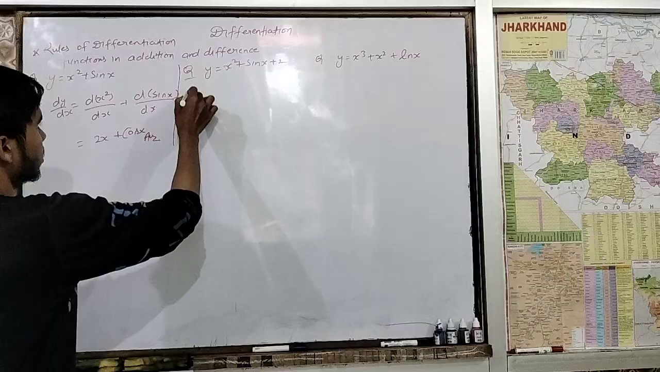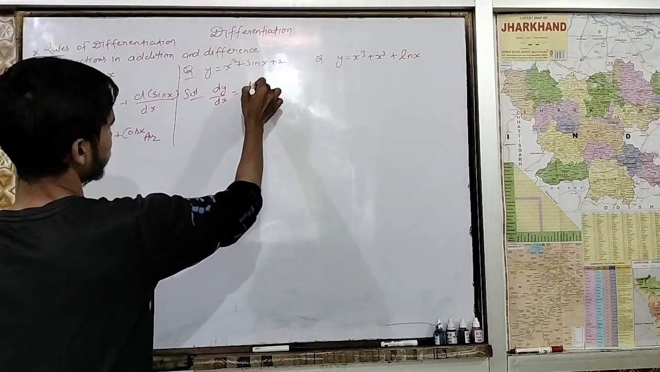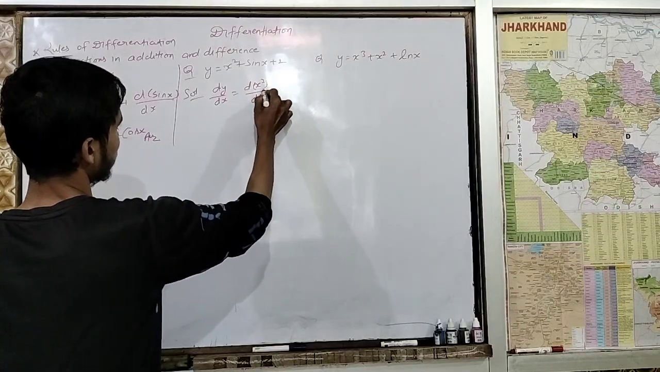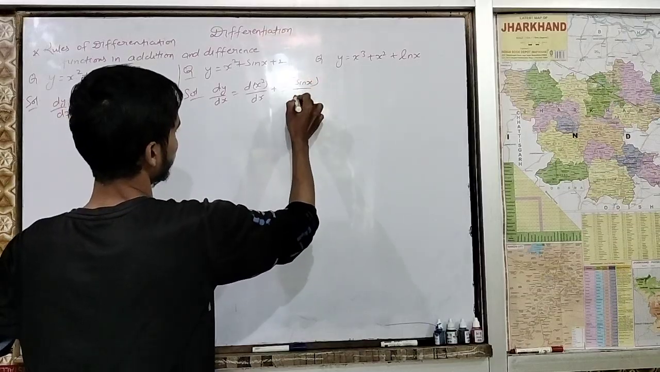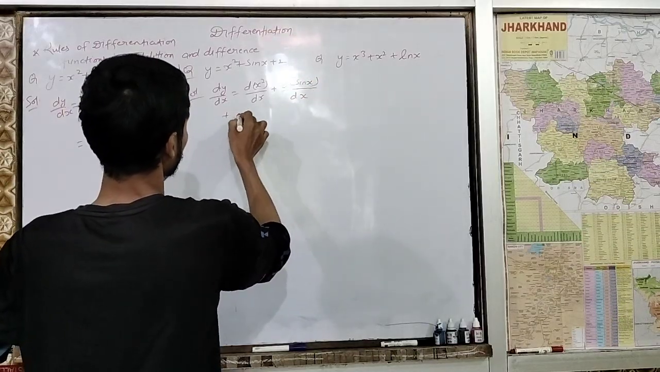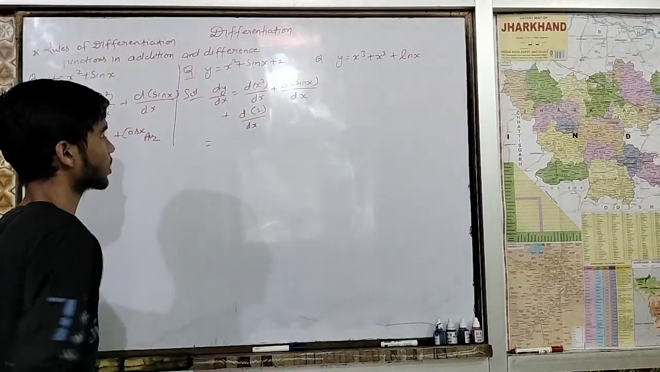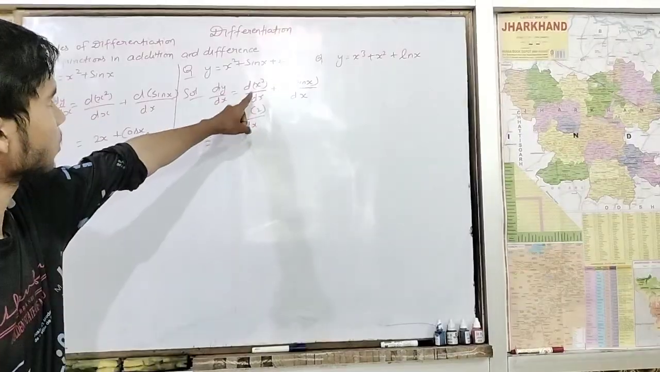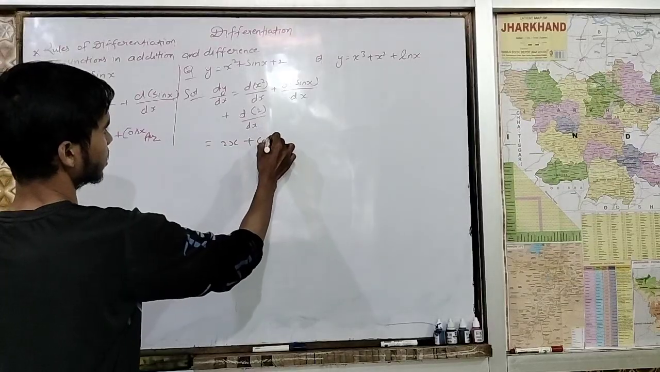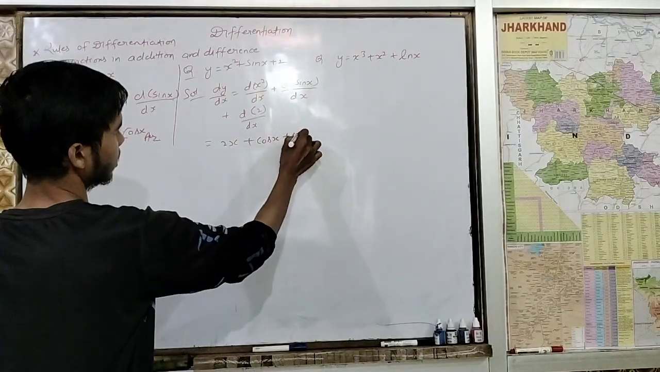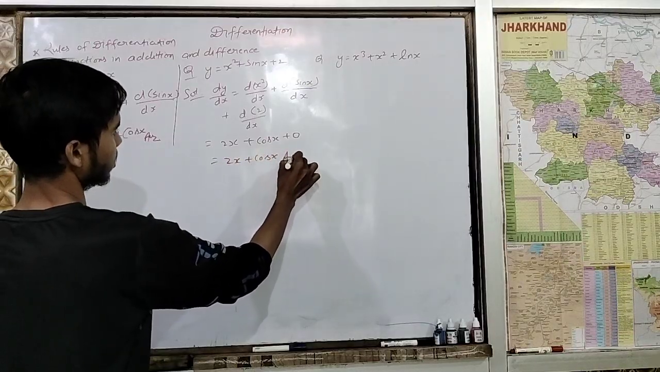Next we have this, d upon dx, differentiation of x raised to power 2 upon dx. Then we have differentiation of sin x upon dx. Okay, then differentiation of 2. This is the first step. Now differentiation of x square will be what? 2x. Differentiation of this would be cos x, and differentiation of 2 will be nothing but 0. So at the final we are getting this much answer. Clear?